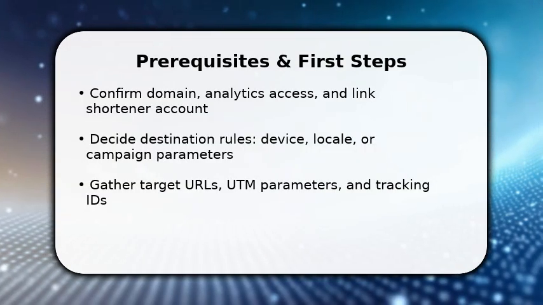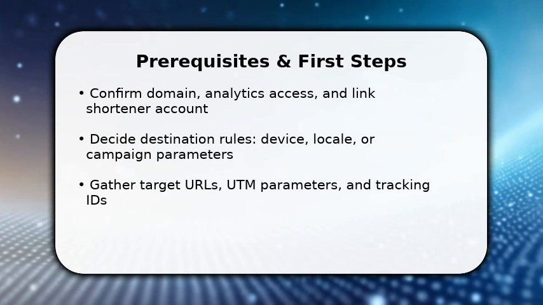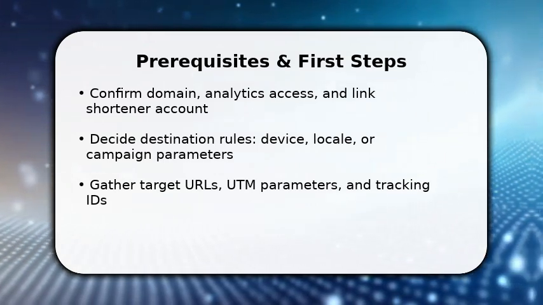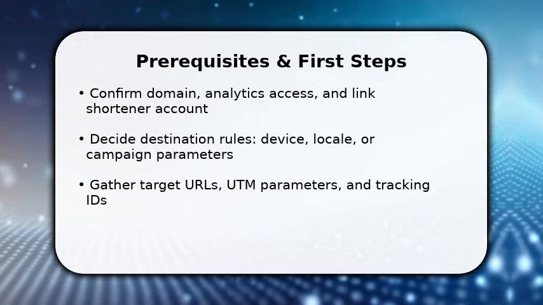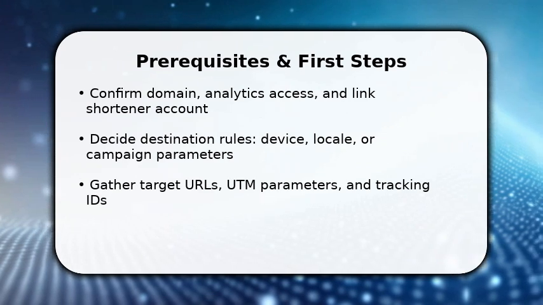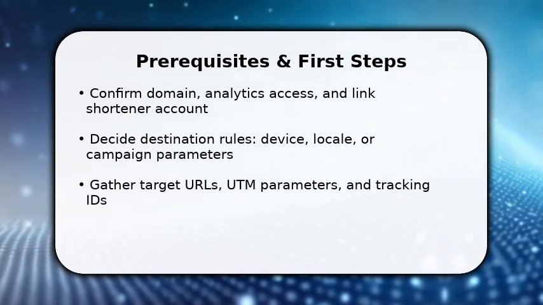You start by confirming domain ownership and analytics access because that gives you reliable tracking. Once verified, connect your link shortener account. Next, decide routing rules, device, locale, or campaign so clicks resolve to the right destination.